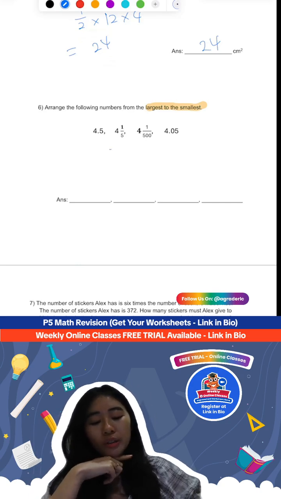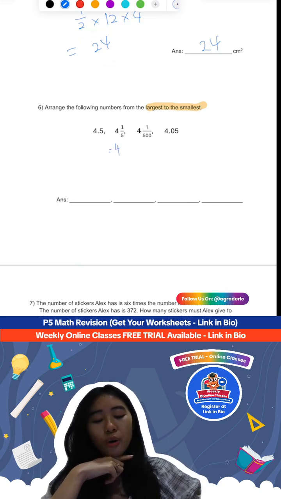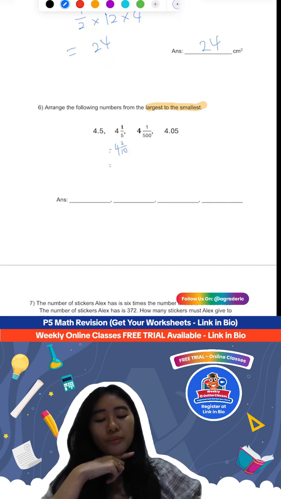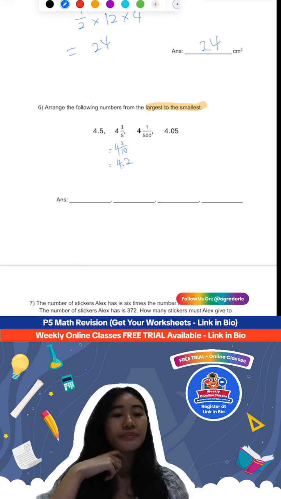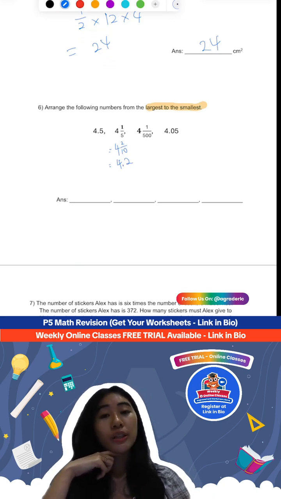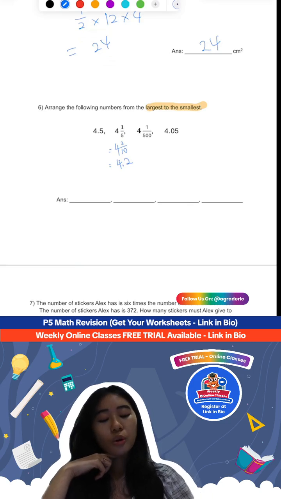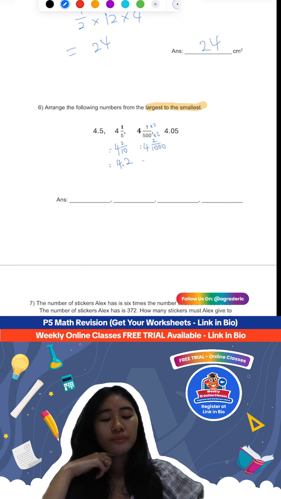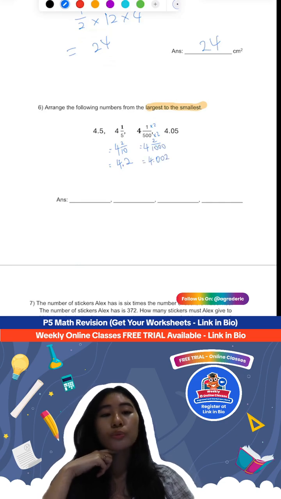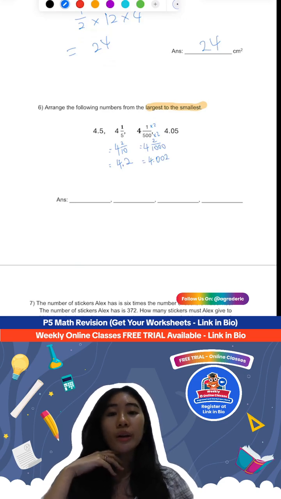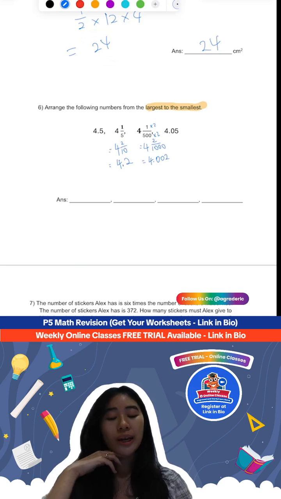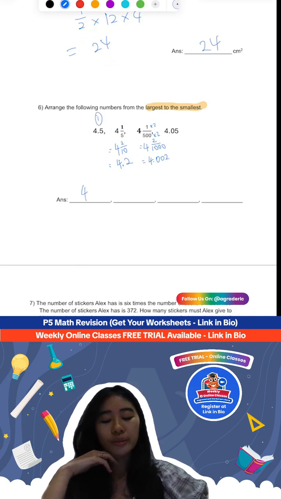Okay, so I'm going to change everything into decimal. So for example, 4 whole 1/5, you can times 2 to change it into 4 whole 2/10, then it becomes 4.2. So I'm going to make it all into decimal. Then after that, for 4 whole 1 over 500, you can times 2. You'll get 4 whole 2 over 1000, which is 4.002. Yeah, so now you have all decimal, right? It's easier to see which is the largest. The largest should be 4.5, followed by 4.2.